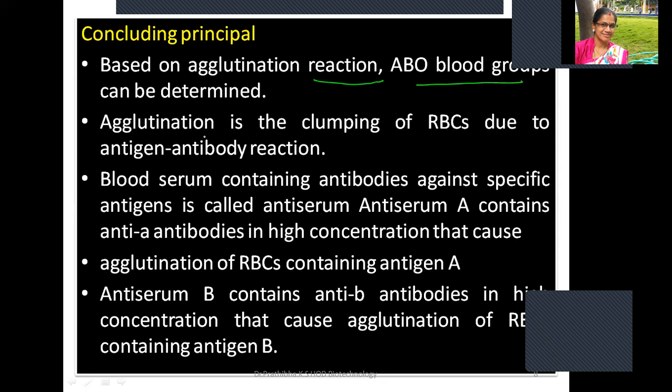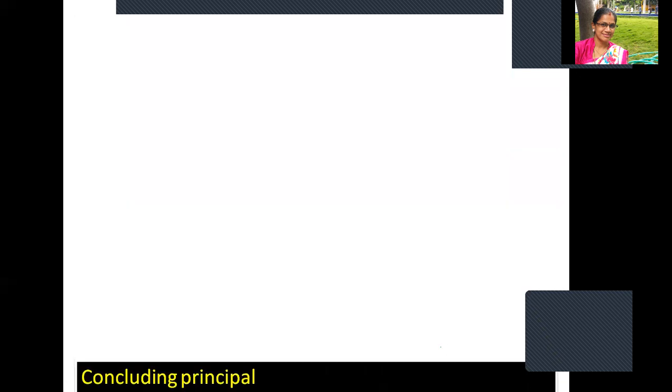What do you mean by agglutination? Agglutination is the clumping of RBCs due to the antigen-antibody reaction. Blood serum containing antibodies against a specific antigen is called antiserum. Anti-serum A contains anti-A antibodies in high concentration that cause agglutination of RBCs containing antigen A. Anti-serum B contains anti-B antibodies in high concentration that cause agglutination of RBCs containing antigen B.